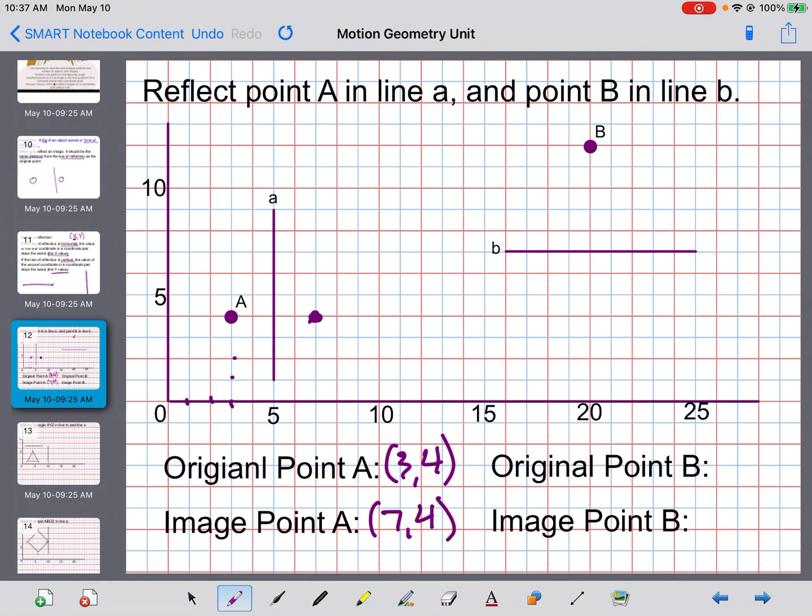Okay, and now for our point B. B is 1, 2, 3, 4, 5 points away from the line. We'll go 5 points away from the line on the other side. Our original point B was 20, 12, and our image point B will be 22. So again, you can see here how in a vertical line, the y coordinate stays the same, and in a horizontal line, the x coordinate stays the same.